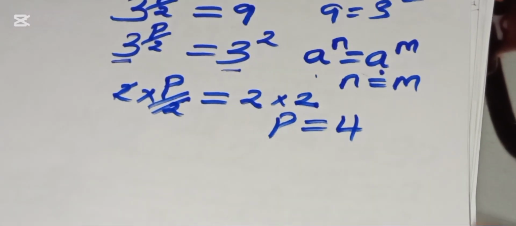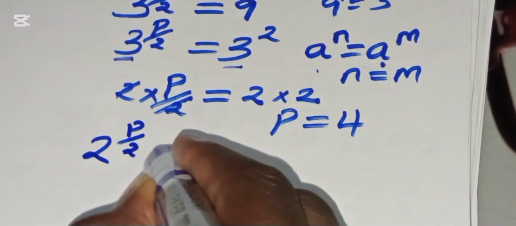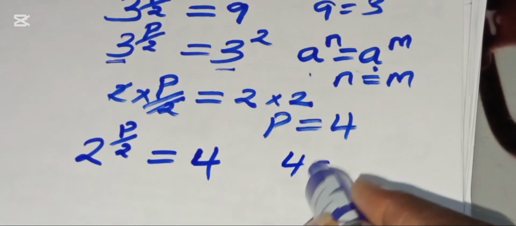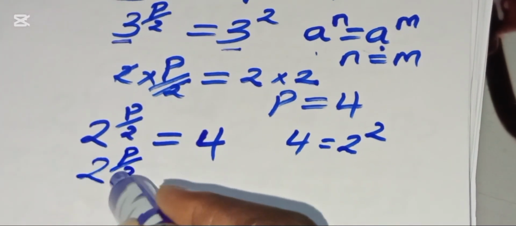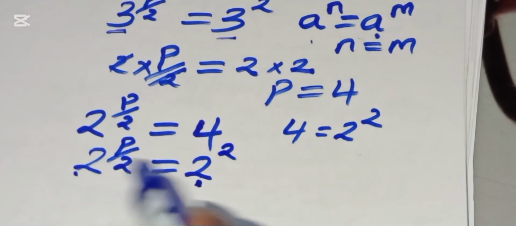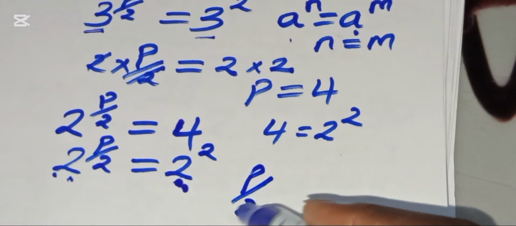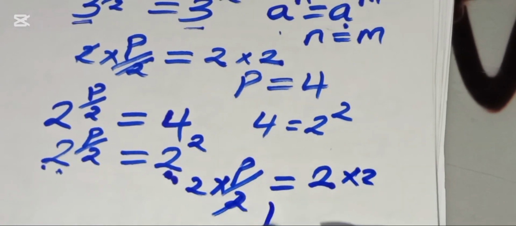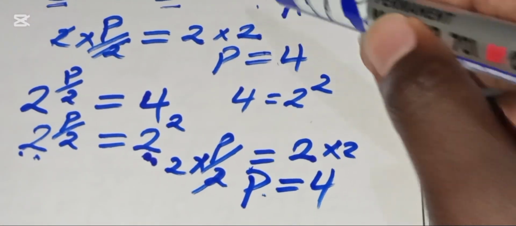Now we can also try with n. We have that 2 raised to power p over 2 is equal to n, which is equal to 4. We can express 4 as 2 raised to power 2. So 2 raised to power p over 2 is the same thing as 2 raised to power 2, and given that the bases are common, applying the indices identity, we have p over 2 equal to 2. You multiply both sides by 2, so that we have p equal to 4, which is the same thing as what we arrived at using the value of m.